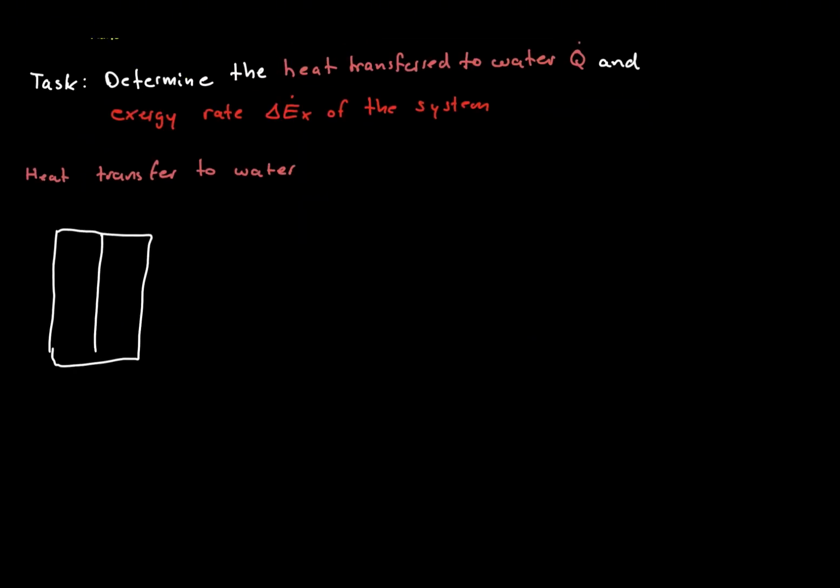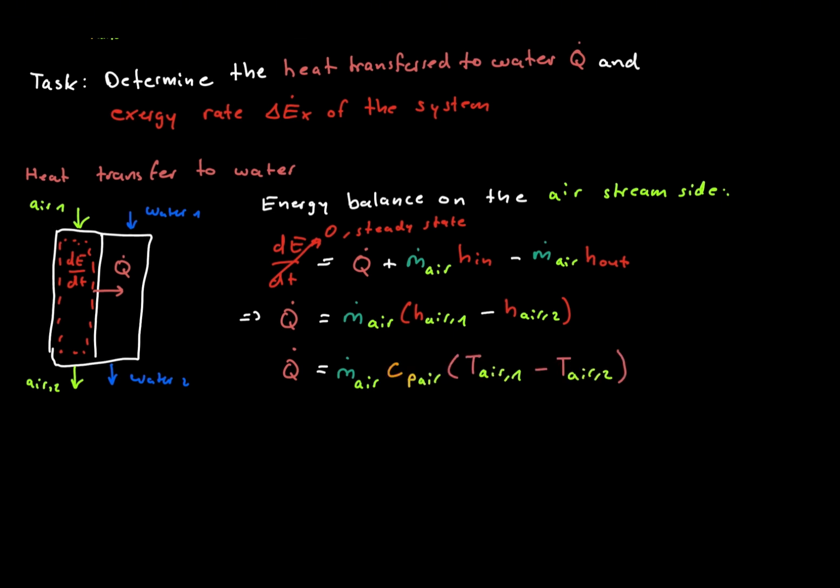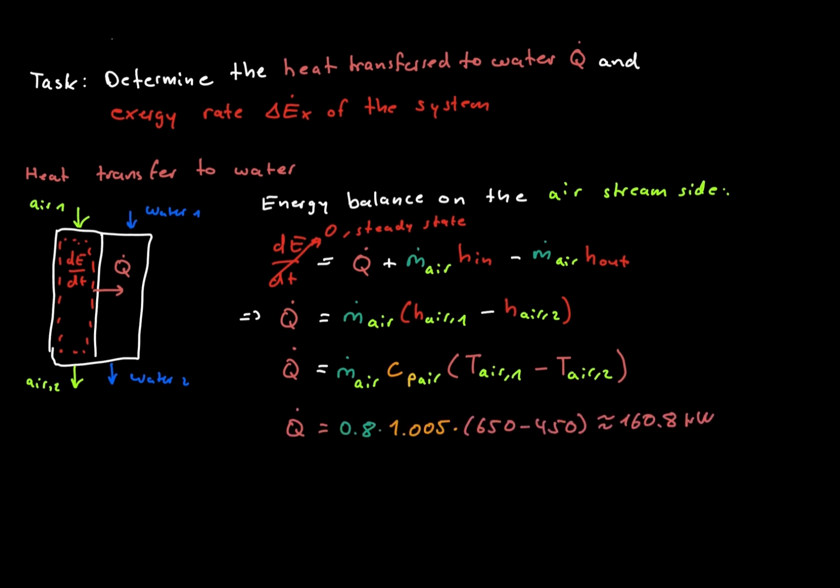First, we calculate the heat transferred from the air to the water. For the air, we use the enthalpy change. Since air is treated as an ideal gas, the enthalpy change is heat capacity times temperature difference. So the heat transfer is mass flow times heat capacity times the temperature drop of the air. Using the values, we get about 160.8 kilowatts. This is the heat transferred to the water.